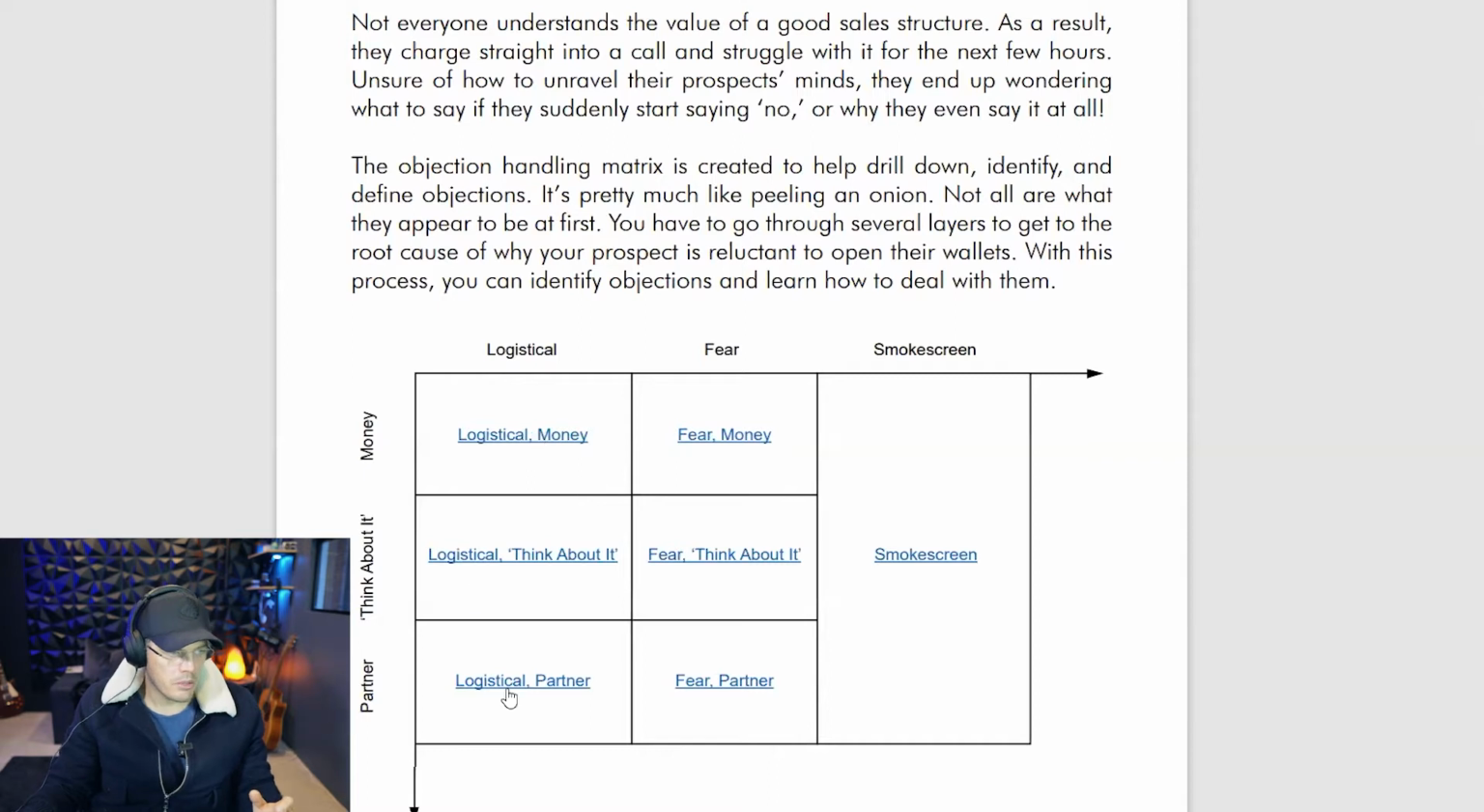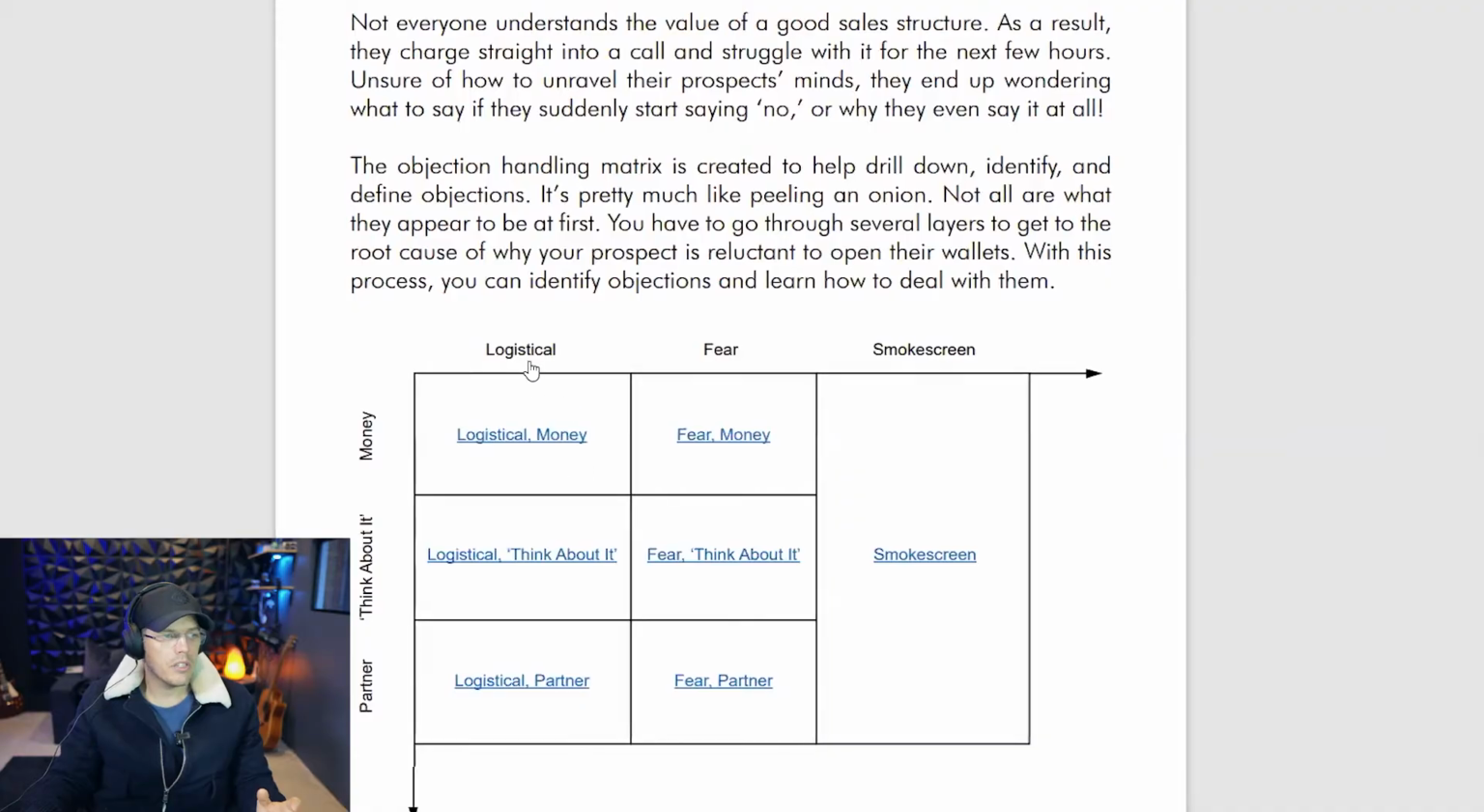Now, logistical objections. We have to, first of all, assume that all objections are logistical, okay? Because if we assume it's a fear-based or a mindset-based objection, we're going to start beating people over the head with a mindset bat that doesn't require it, right? And you're just going to piss off your prospect because they have a genuine logistical objection that they require to overcome in order to get the outcome or begin the product, service, whatever it is, right?